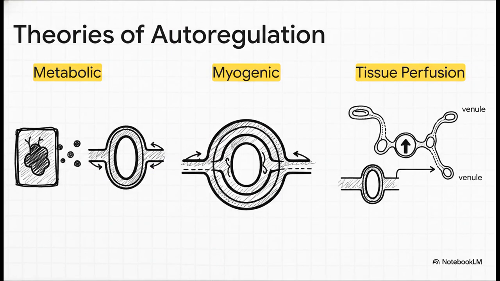So how does the heart actually pull this off? Well, it's fascinating. And to be honest, we don't have all the answers. But there are three main theories you should know. The first is the metabolic theory. Basically, the harder the heart works and the more oxygen it needs, the more flow it gets. Simple. Then there's the myogenic theory, which says the muscle in the vessel walls just reacts to being stretched by pressure. And finally, the tissue perfusion theory. The truth is, it's probably a mix of all three working together in this really elegant dance.